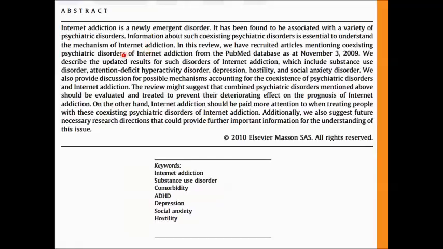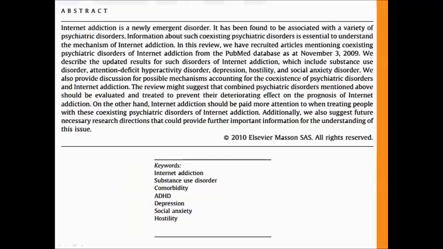They list their literature inclusion and exclusion criteria. You see here they say, we have recruited articles mentioning coexisting psychiatric disorders of internet addiction from the PubMed database as of November, I'm pretty sure that's supposed to say as of November 3rd, 2009. So that tells you what general area, what general sort of population of literature they're looking through. They don't necessarily include the keywords they used, but that can certainly be something to do.